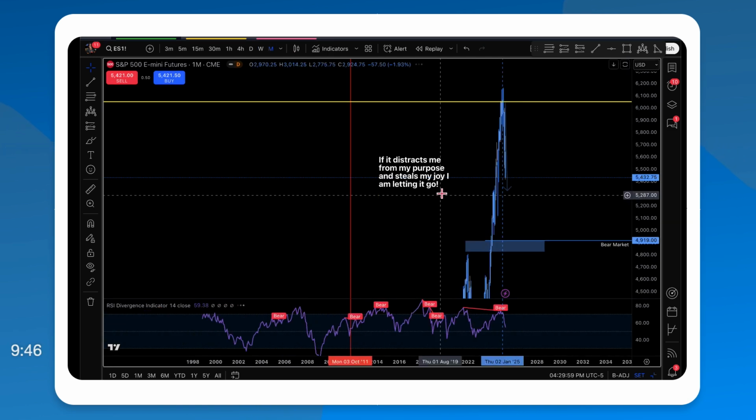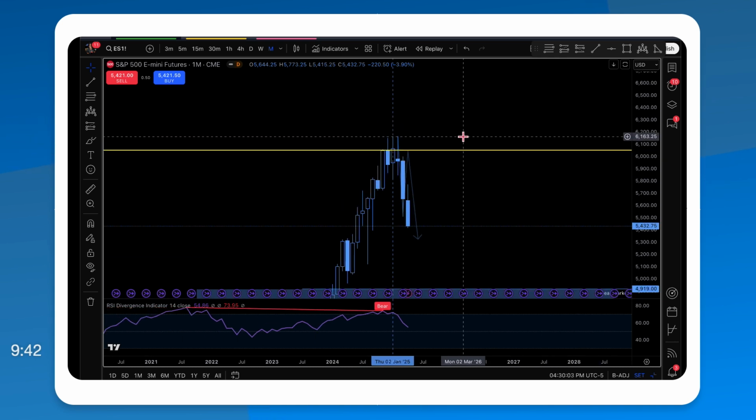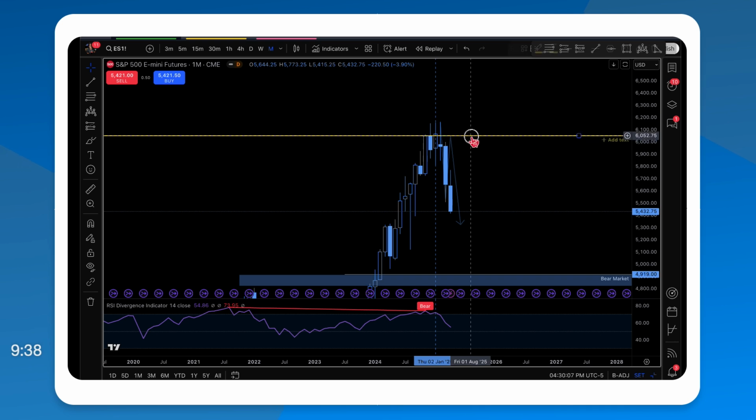On a monthly chart, you can see the S&P 500 all-time high was right around 6160, 6163. You can see I have this support and resistance, a yellow, big, bold, horizontal line right around 6052.